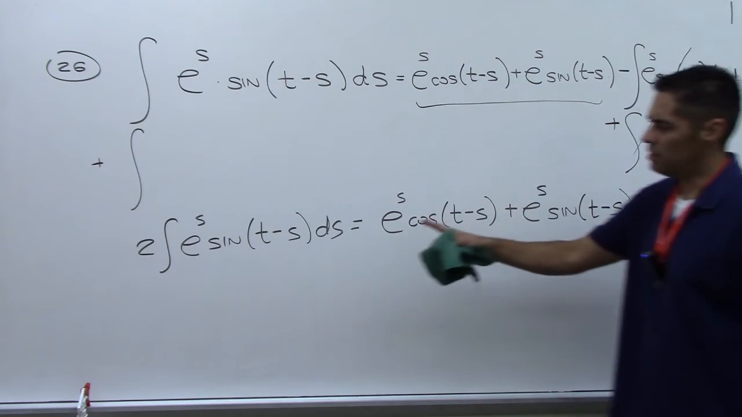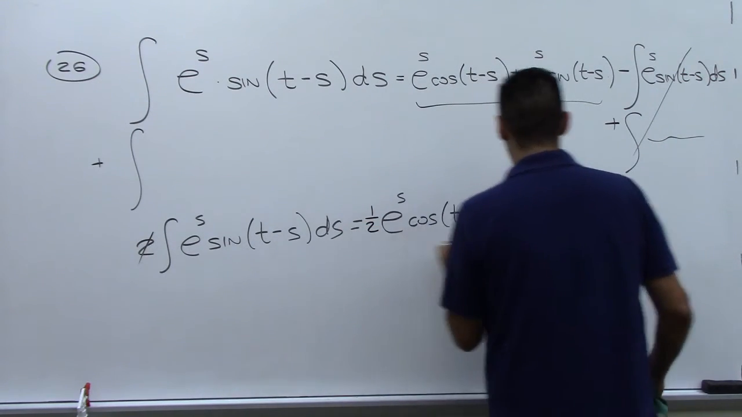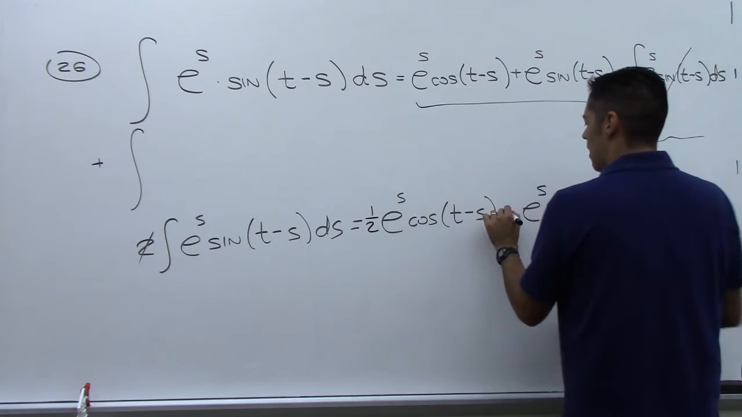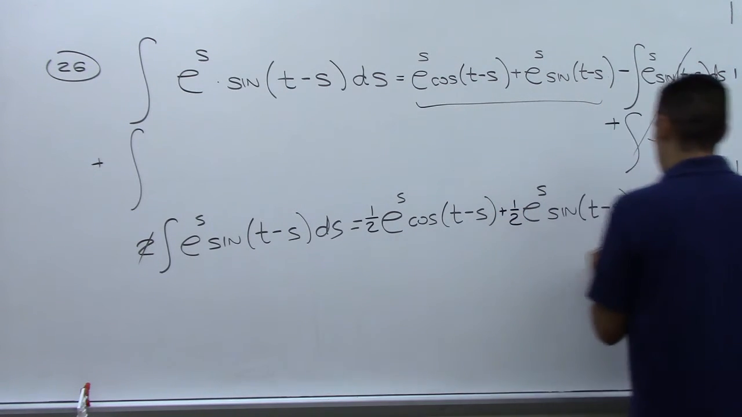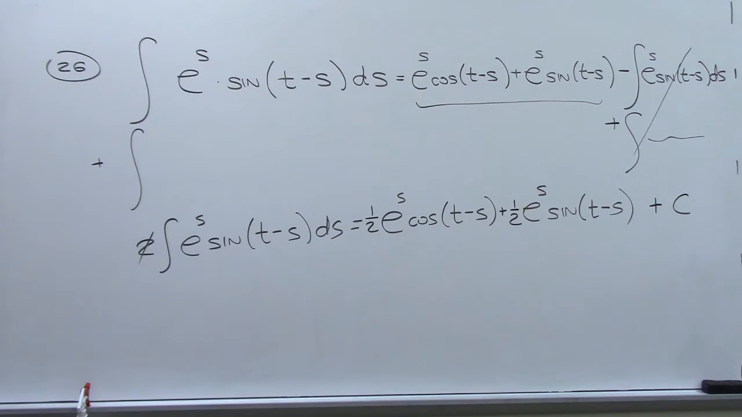And then I just divide both sides by 2. So the 2 goes away here. I'll just put a 1/2 in front of this. I'll squeeze a 1/2 back in here. And then remember, we have a constant of integration. Okay, so that's 26.